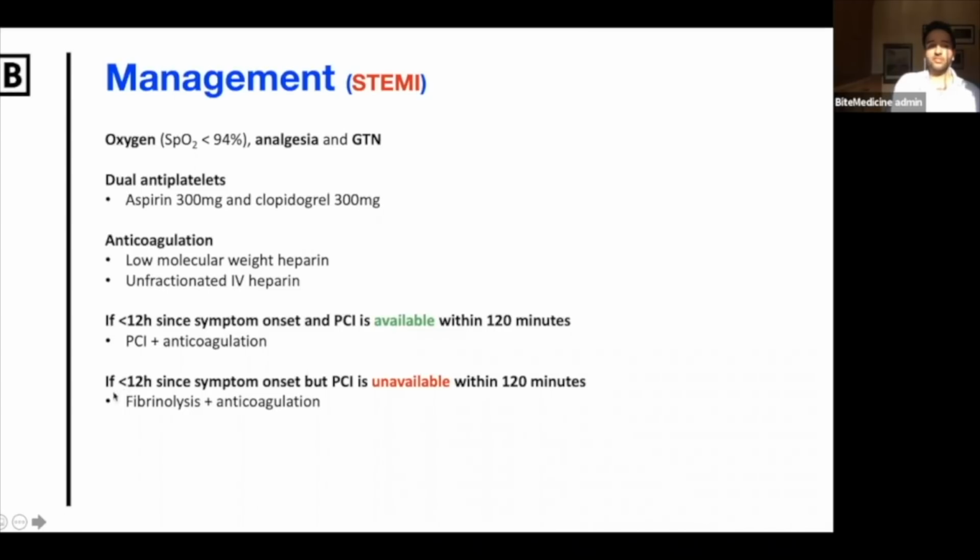Then if your symptom onset is less than 12 hours, but you can't get to PCI, then we can use fibrinolysis. What might we use? Any drugs we know of for fibrinolysis? Alteplase, yeah. Good, yeah, so things like streptokinase, alteplase, yeah, those are all examples of fibrinolysis. As I said, slightly worse outcomes, the PCI is preferred if at all possible.